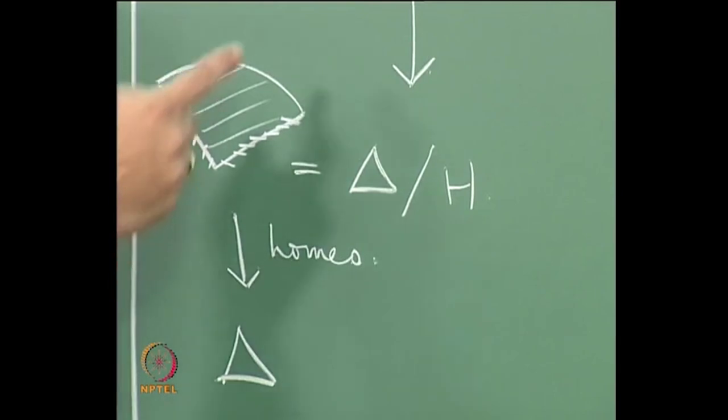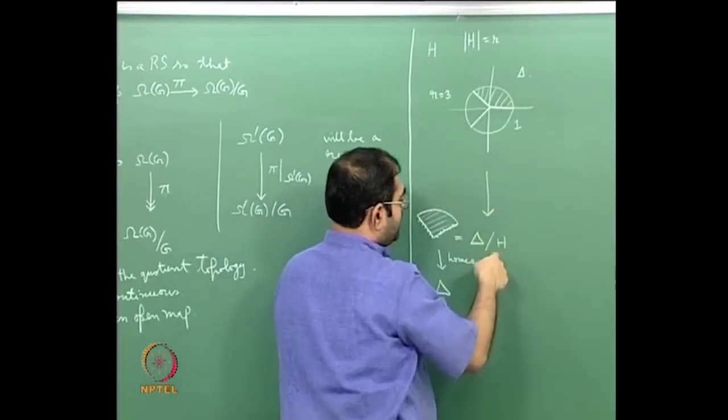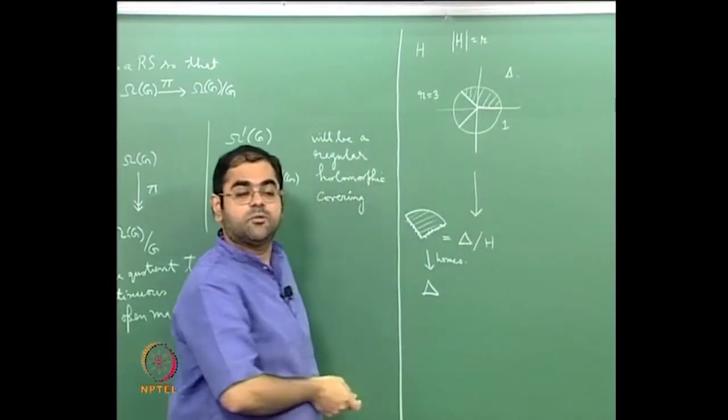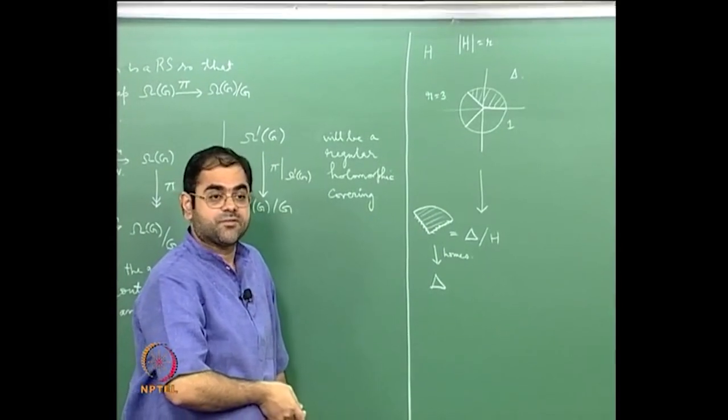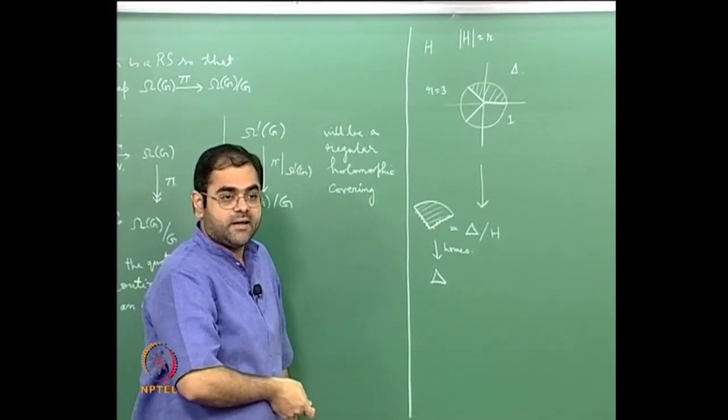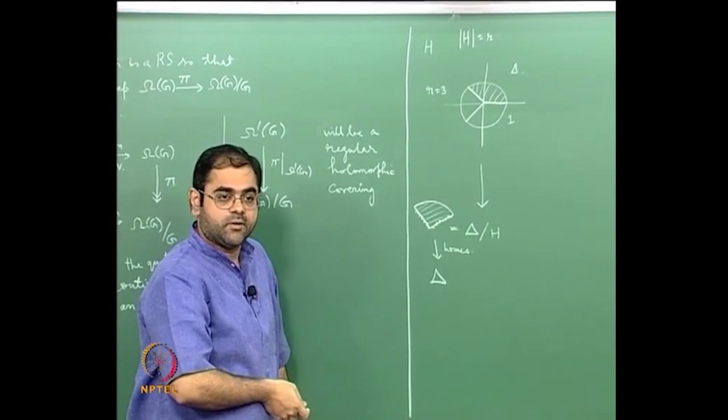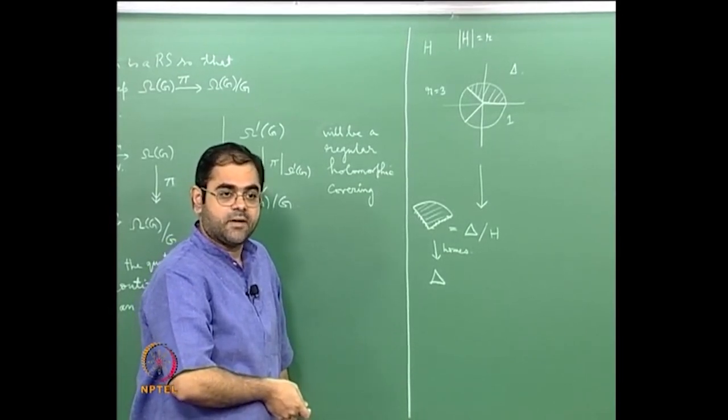So what you must understand is you take delta and you divide by h, a finite group of rotations. What you are going to get is topologically again delta, you are again going to get the unit disk, okay.